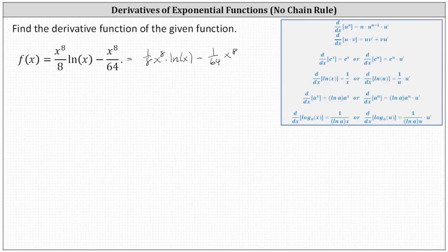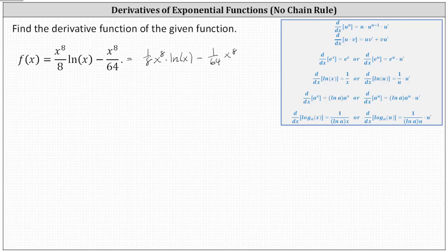Notice to differentiate 1/8 x to the 8th times natural log x, we need to apply the product rule of differentiation, which states the derivative of u times v with respect to x equals u times v prime plus v times u prime, indicating the derivative of a product is equal to the first function times the derivative of the second function plus the second function times the derivative of the first function. Sometimes you'll see this sum reversed, but remember addition is commutative.